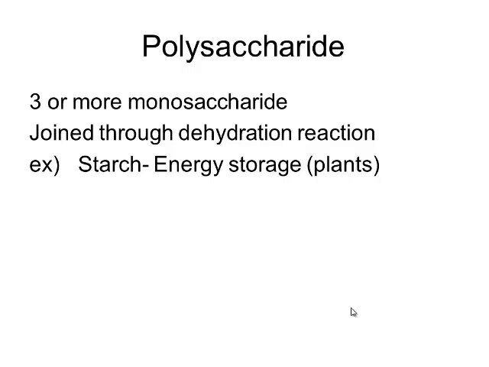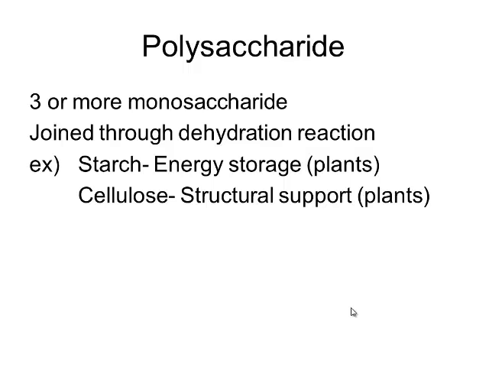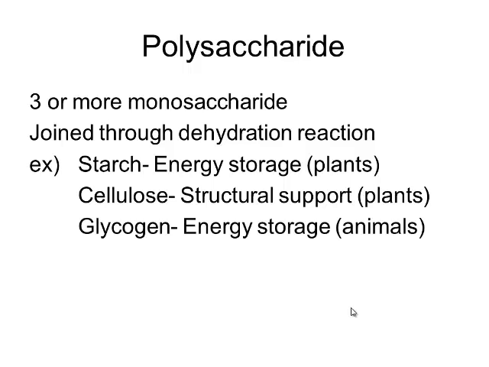Here are the ones we're looking at. We have starch, which is energy storage in plants, cellulose, which is structural support in plants, and finally glycogen, which is energy storage in animals. So when our blood sugar gets too high, we've got to get rid of that glucose in our blood. It will be stored as glycogen in our liver. So you can pause that to get it down. And we're going to look at the structure of them here in a second.